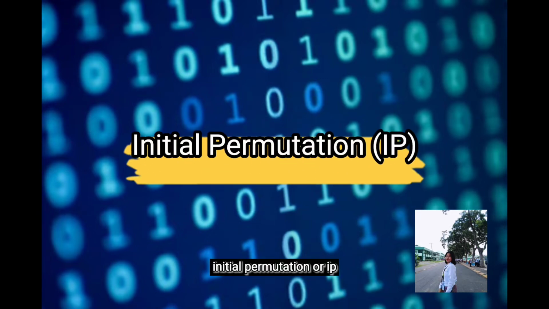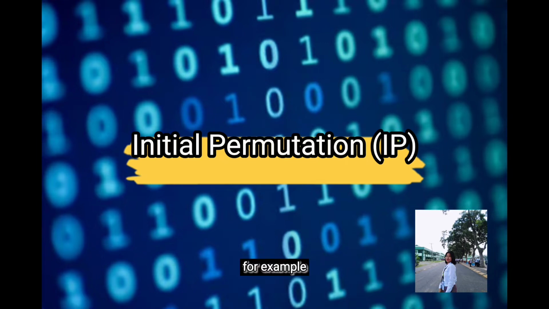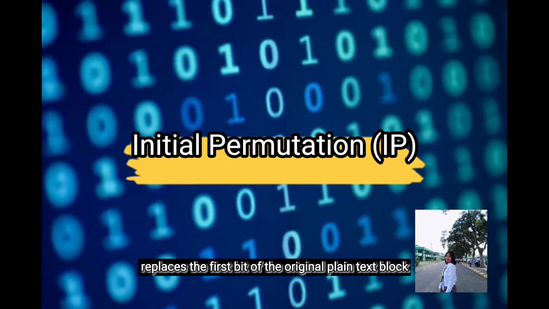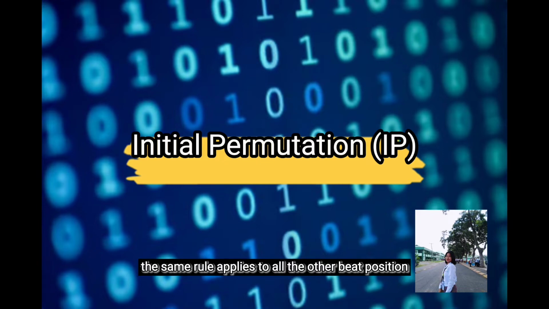Initial permutation, or IP. As we have noted, the initial permutation happens only once and it happens before the first round. It suggests how the transposition in IP should proceed, as shown in the figure. For example, it says that the IP replaces the first bit of the original plaintext block with the 58th bit of the original plaintext, the second bit with the 50th bit of the original plaintext block, and so on. This is nothing but jugglery of the bit positions of the original plaintext block. The same rule applies to all the other bit positions.